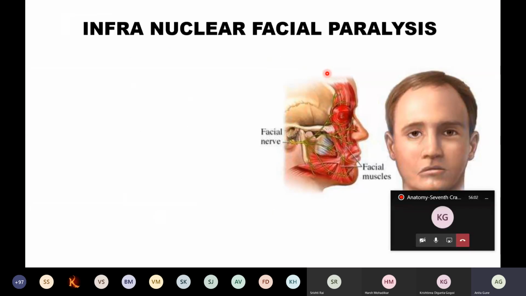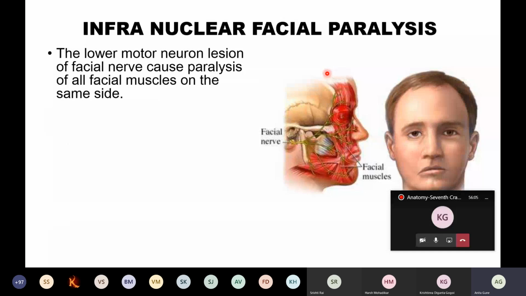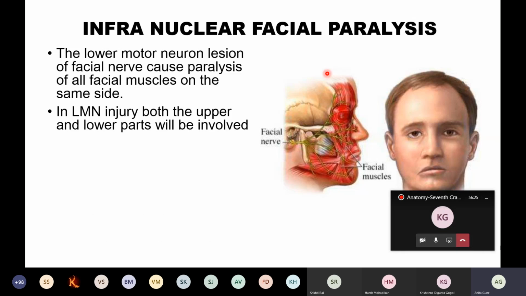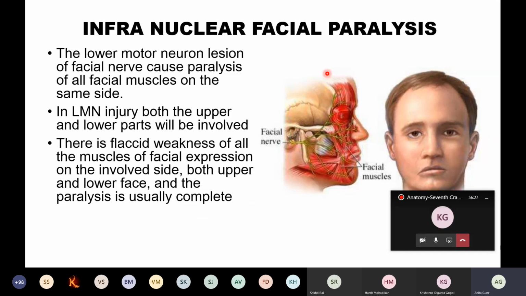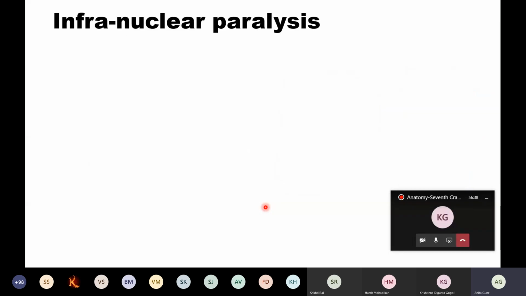Infranuclear facial paralysis is a lower motor neuron type of lesion of the facial nerve, which causes paralysis of all the muscles, on the same side. See, supranuclear will be on the opposite side, but infranuclear will be on the same side, and involve all the muscles. In the supranuclear type, the upper fibers were spared. Here it will not be spared. There will be flaccid weakness of all the facial expression muscles, lower as well as upper. So it is complete paralysis.